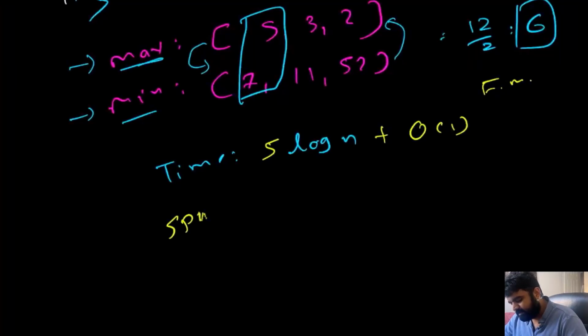Now let's calculate the space complexity. So space complexity is basically going to be big O of n, where n is the number of values that are currently present inside the incoming data stream.